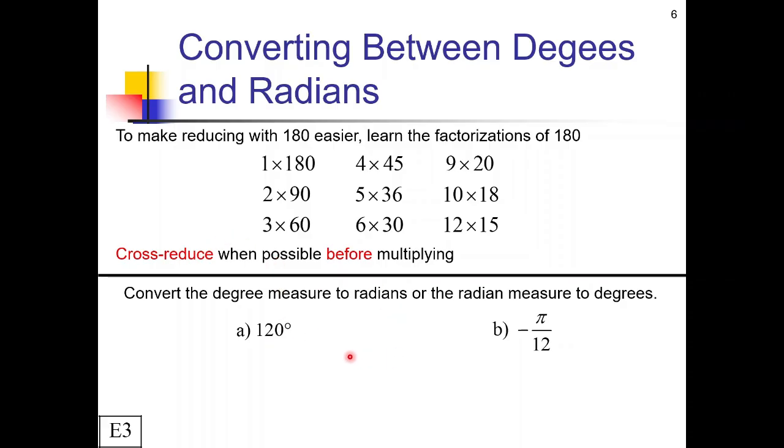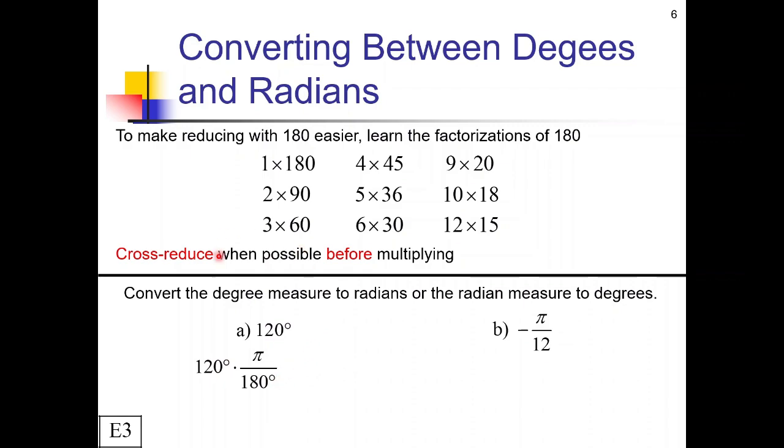So with all of that said, pause the video and see if you can convert each of these things to the other type of measurement. All right, let's do the 120 degrees first. Since I want to get rid of degrees and get radians, I need the radians on top of my fraction and the degrees on the bottom. So I'm going to be doing pi radians over 180 degrees.